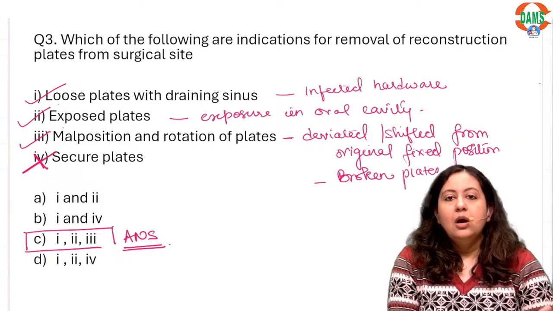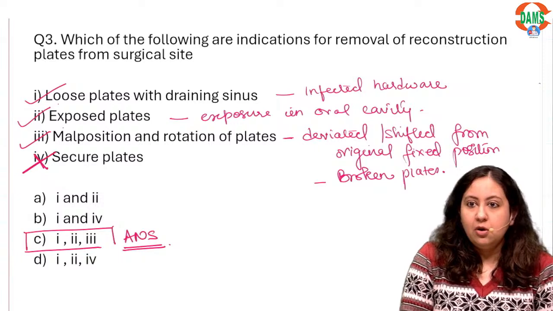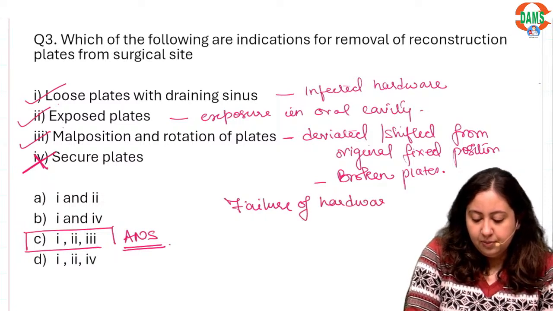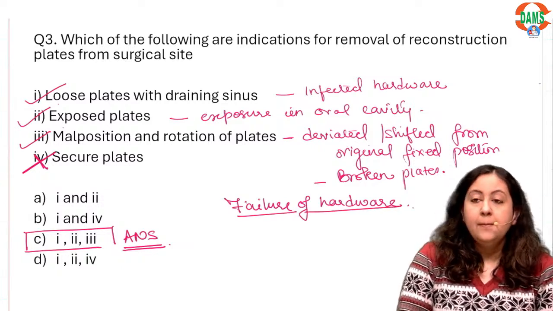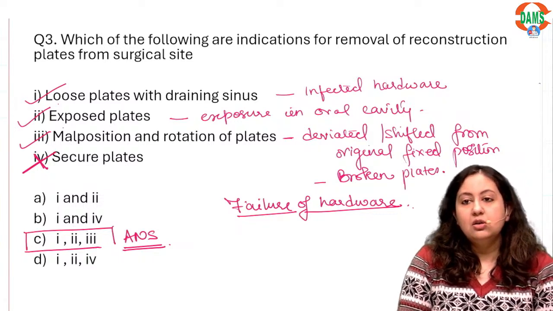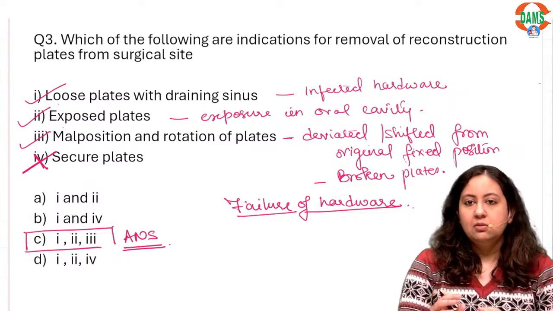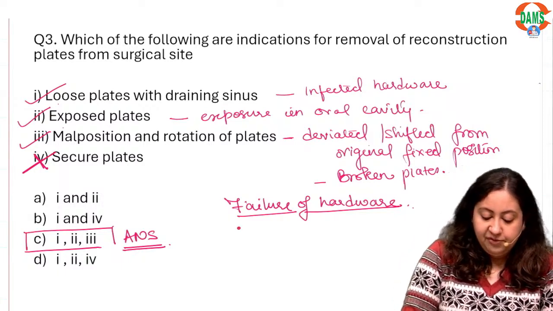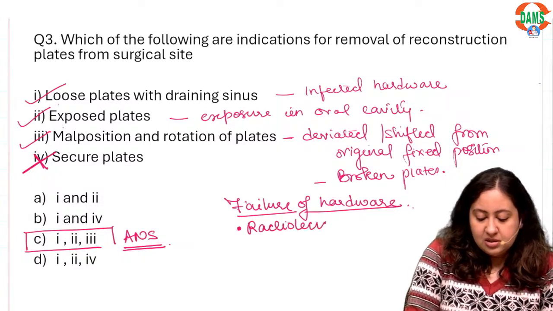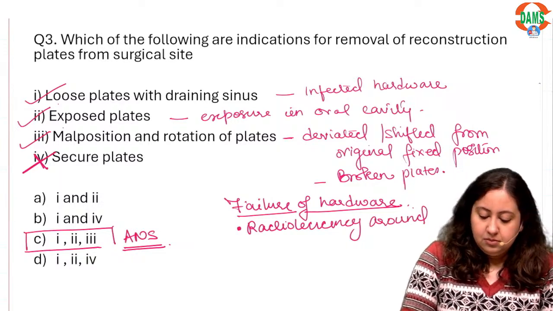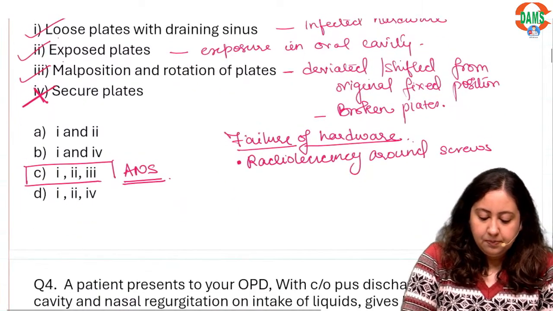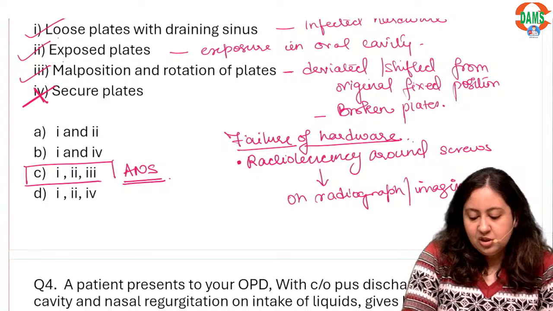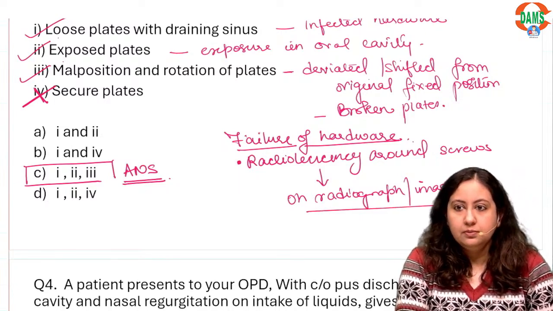Your loose plates, broken plates, exposed plates, this is all collectively known as failure of hardware, or hardware failure. Now, if the plate has moved or is loose, you can find that out on examination. But on a radiograph, failure of hardware is seen as radiolucency around screws. This is seen radiographically, on radiograph or imaging. This is the sign of hardware failure. Fine.